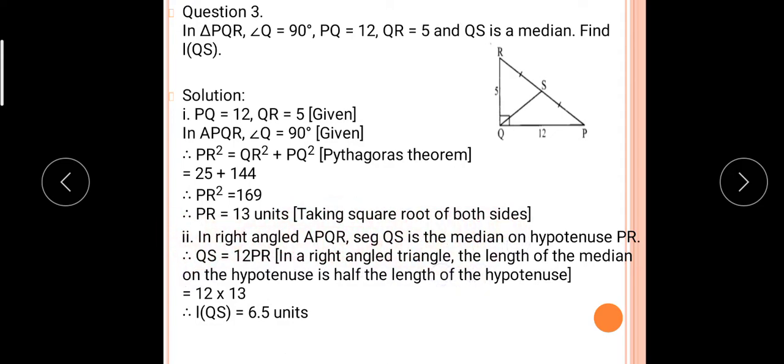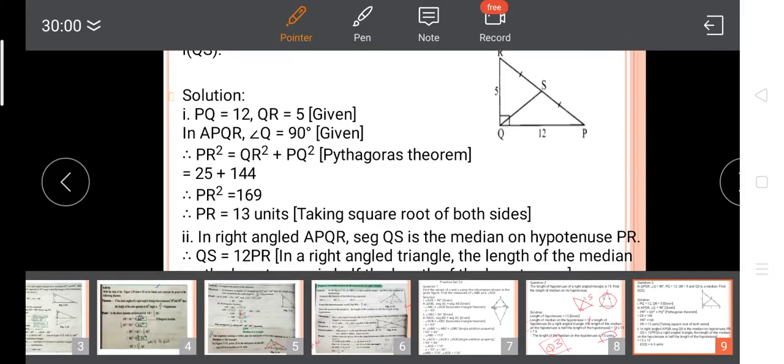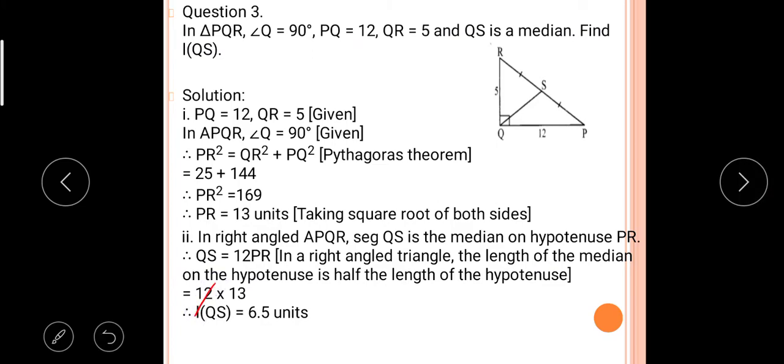Now in the right angle triangle, QS is the median on the hypotenuse. All of you know the property of the median. In a right angle triangle, the length of the median on the hypotenuse is half of the length of the hypotenuse. What is the length of the hypotenuse? It is 13 units, and therefore the length of median QS is equal to half of the hypotenuse, that is 6.5 centimeters. 1 by 2 into 13 is equal to 6.5 units.